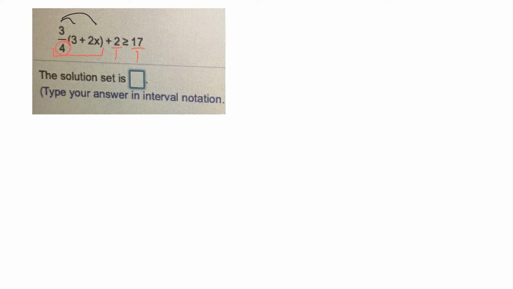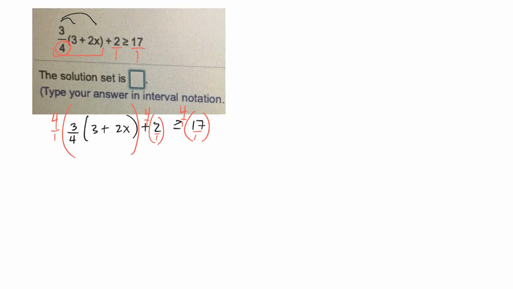So let me just rewrite the question again: 3/4 times (3 plus 2x) plus 2 is greater than or equal to 17. I'm going to multiply this term by 4, this term by 4, and this term by 4. When I do it, I'm really multiplying by 4 over 1, if you want to think of it that way. So you multiply tops and bottoms.